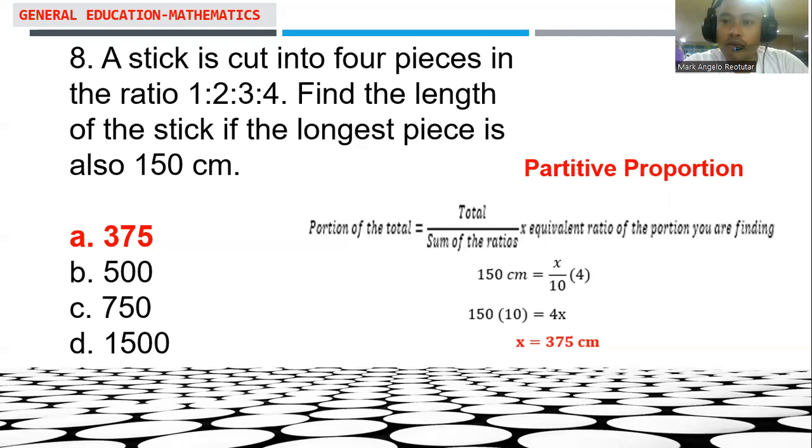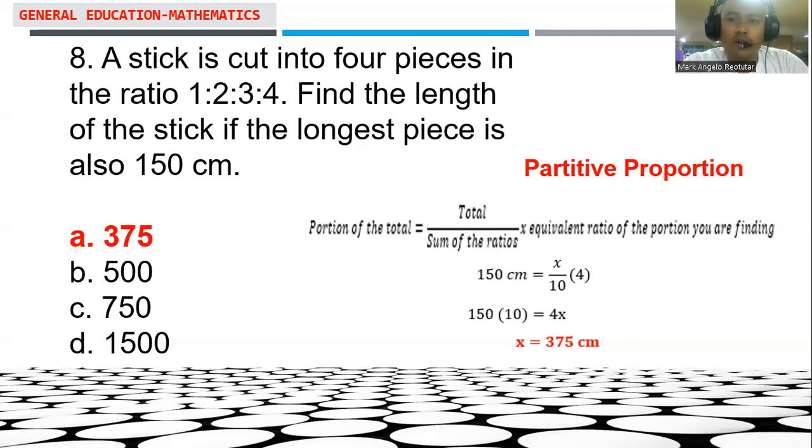In order for you to apply this idea, partitive proportion, we utilize a general formula: the proportion of the total is equal to the total divided by the sum of ratios, multiplied by the equivalent ratio of the portion you are finding. Now we know that 4 represents 150, which is the longest piece. The sum of the ratios is equal to 10, because 1 plus 2 plus 3 plus 4 is equal to 10. And we are looking for the total length of the stick.